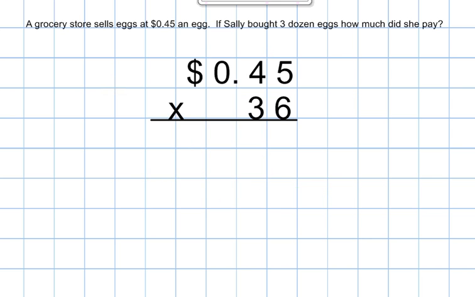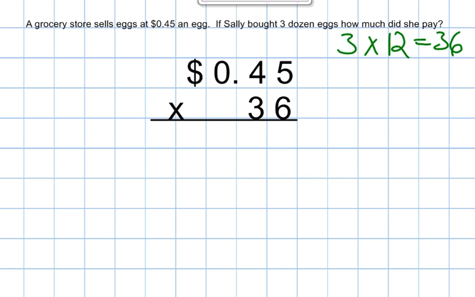This idea can also be applied to money. We can throw in some ideas multiplying by cents. It says the grocery store sells eggs at 45 cents an egg. If Sally bought 3 dozen eggs, how much did she pay? So the first idea, if it wasn't drawn out for you, you'd have to understand that 3 times a dozen, 3 times 12 equals 36.